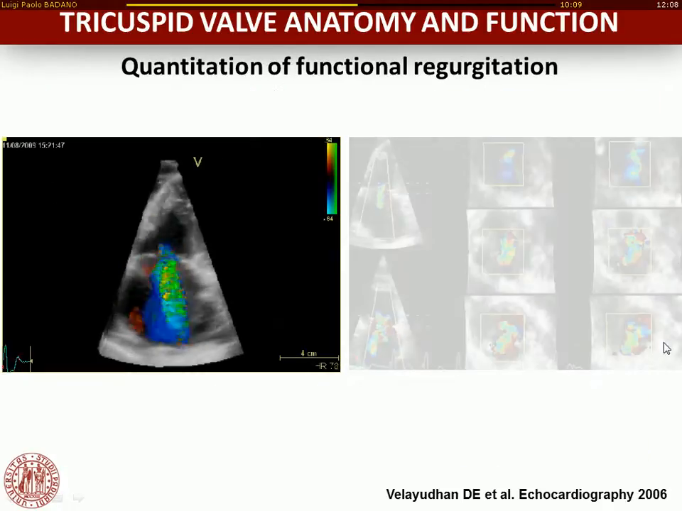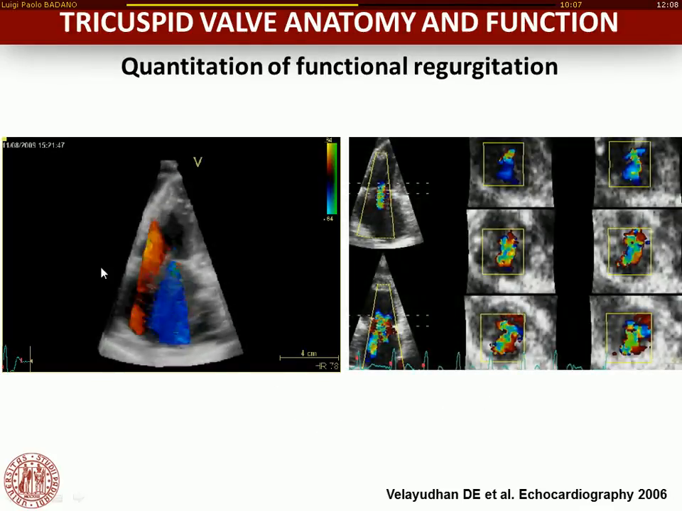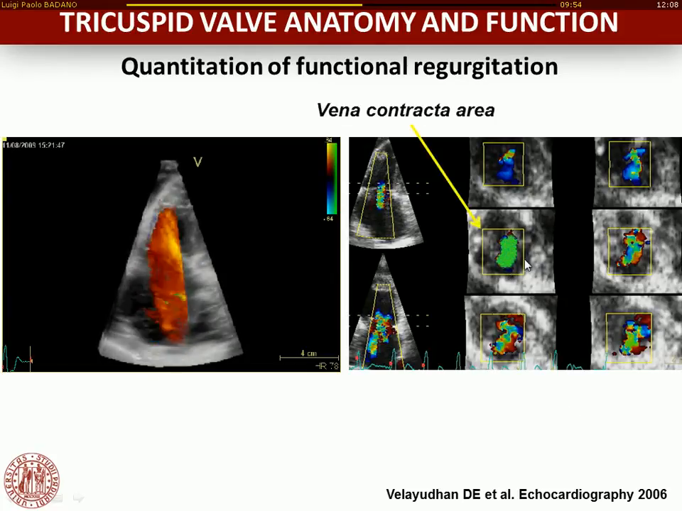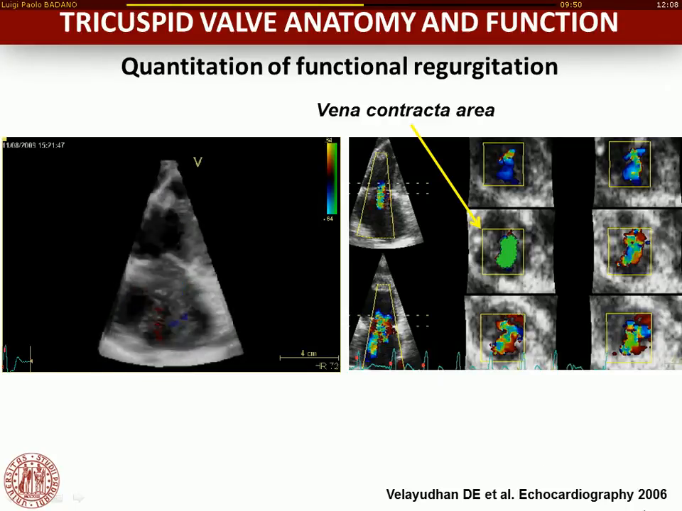So what you can do with the 3D is just to acquire the 3D data set of the regurgitant jet, and then to slice this data set in a number of slices to identify the smallest of the vena contracta and making a planimetry. This is an objective assessment of the severity of the regurgitation, independent of any geometrical assumptions.